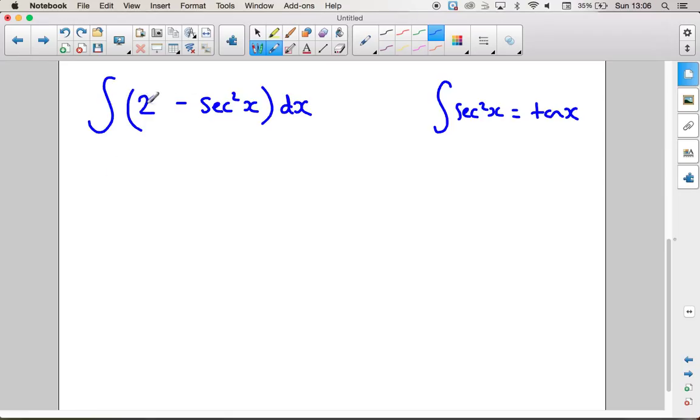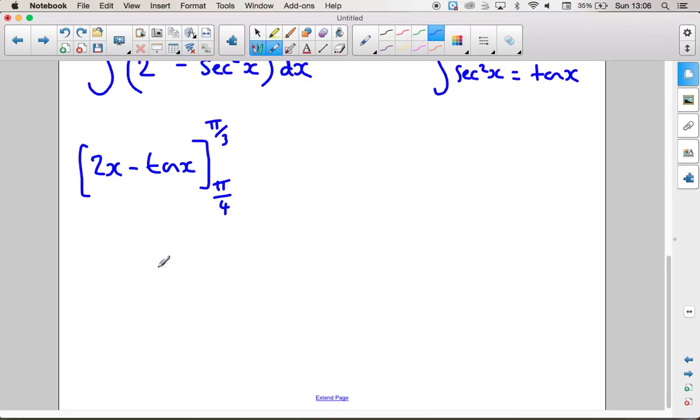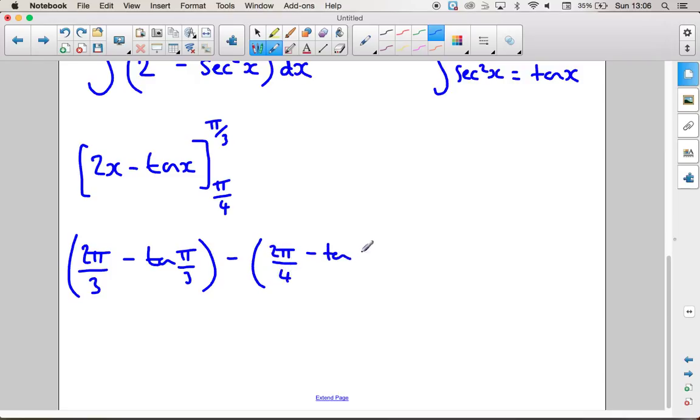So we can integrate 2, we're going to get 2x. Integrate sec squared x, we've just said we're going to get tan x. And this is between pi over 3 and pi over 4. So, if we put our numbers in now, if we put in our limits, we're going to have 2 lots of pi over 3, take away tan of pi over 3, minus 2 lots of pi over 4, take away tan of pi over 4.